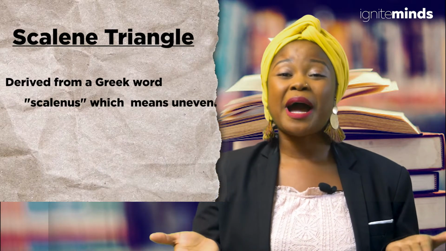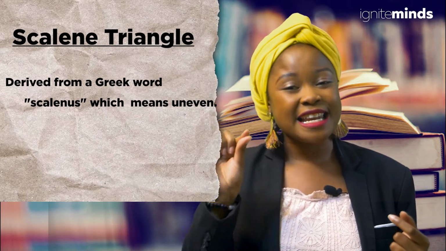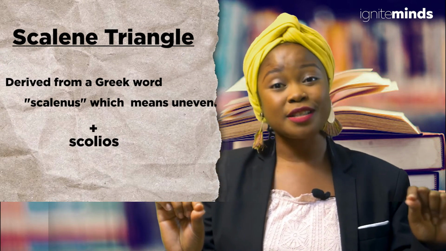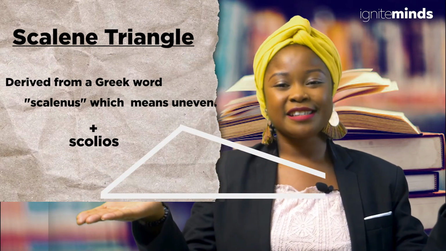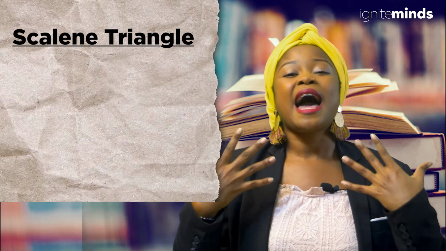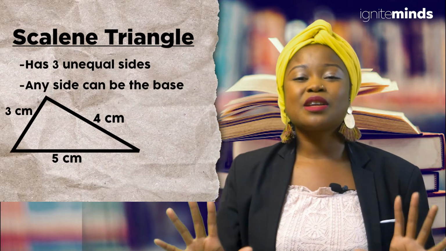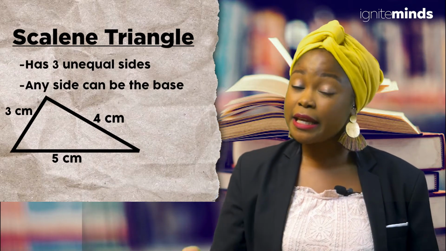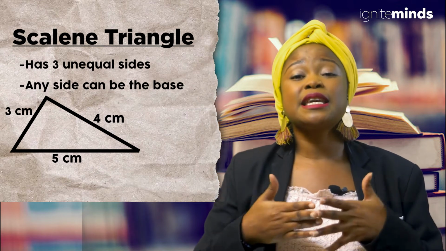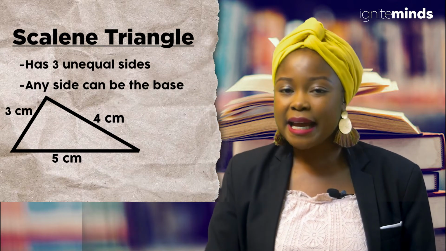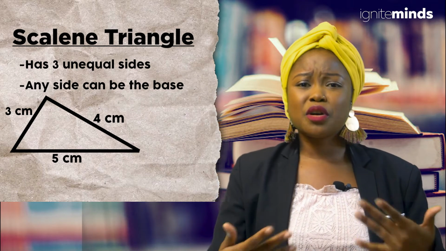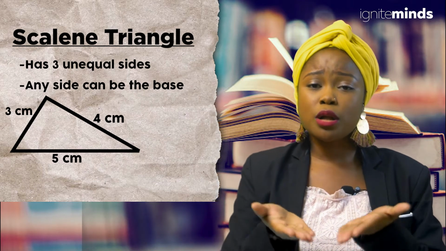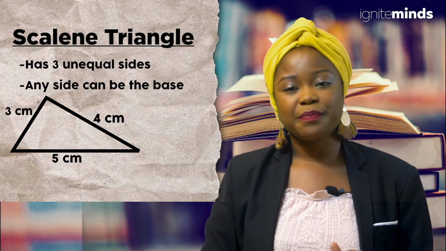Scalene is derived from a Greek word, scalenos plus scolios. This is how the triangle is drawn. A scalene triangle has all its 3 sides unequal. Due to this inequality, any side can be considered the base. Legs here are irrelevant because legs are supposed to be equal to each other.